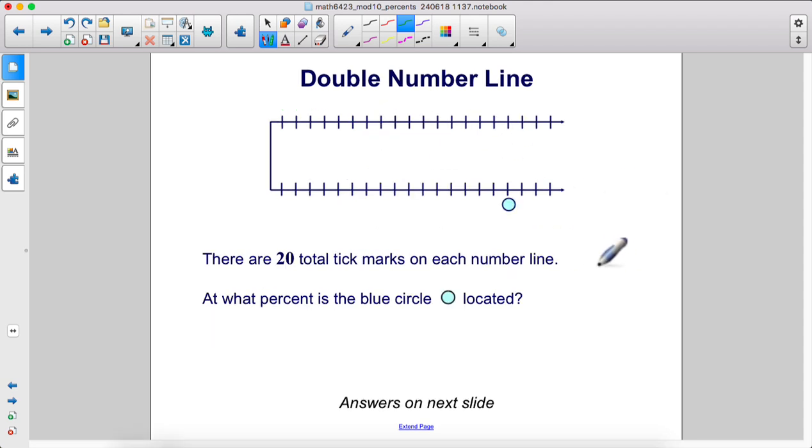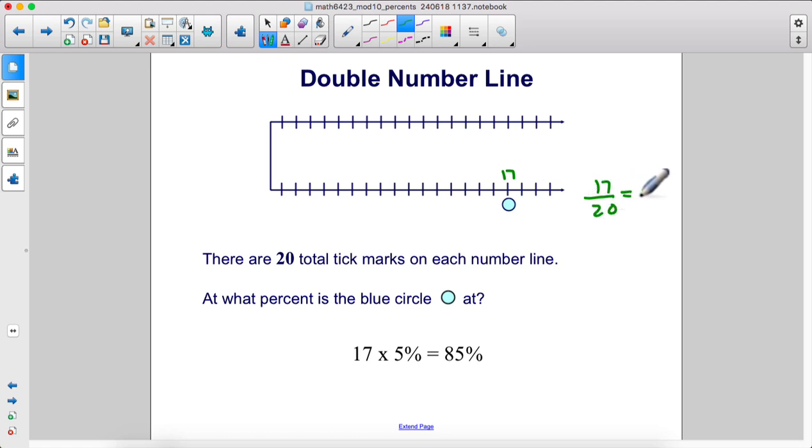There are 20 total tick marks on each number line. At what percent is the blue circle located? All right, so if this is 20, then that's 19, 18, 17. All right, so since this is 17 out of 20, we want to know, what is that out of 100? So we go up here, we have 100%.